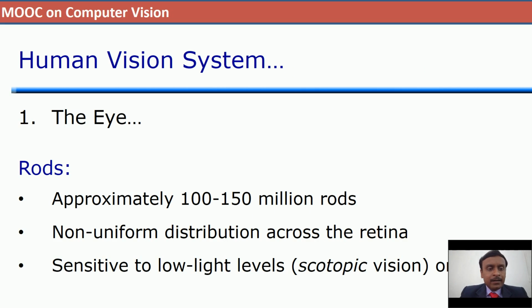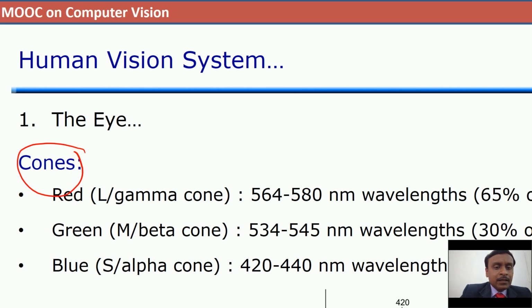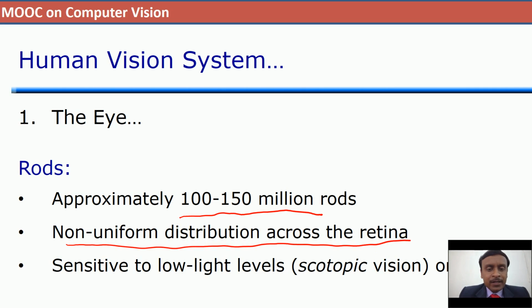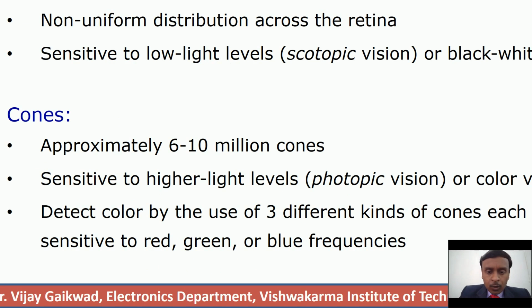Around the retina there are many sensors, and the sensors are majorly of two types. The first type is rods and the second type is cones. As far as rods are concerned, they are approximately 100 to 150 million, present in the inner region of the eye. These rods are non-uniformly distributed across the retina, and they are very sensitive to low light levels, which leads to the scotopic vision of the human eye. The scotopic vision is also called black and white vision. So we can say that the rods give the human eye the power of black and white vision.